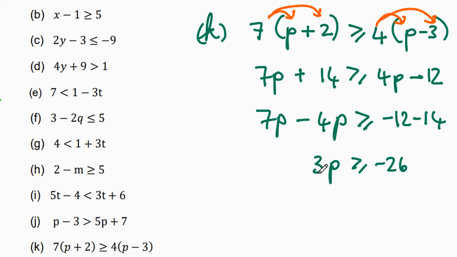Then finally, we can divide the 3 into the right-hand side. And we get negative 26 divided by 3. This, of course, we could do on a calculator in order to get a decimal.